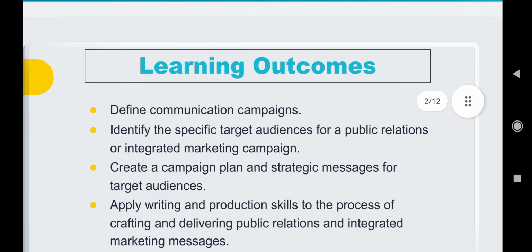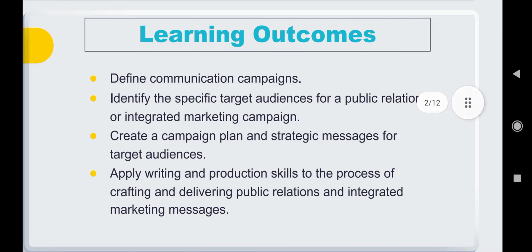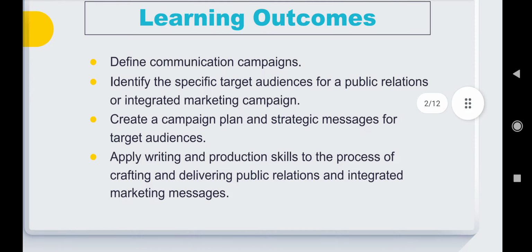Our learning outcomes for this discussion are: first, define communication campaign. Second, identify the specific target audiences for a public relations or integrated marketing campaign. Third, create a campaign plan and strategic messages for target audiences. And lastly, fourth, apply writing and production skills to the process of crafting and delivering public relations and integrated marketing messages.